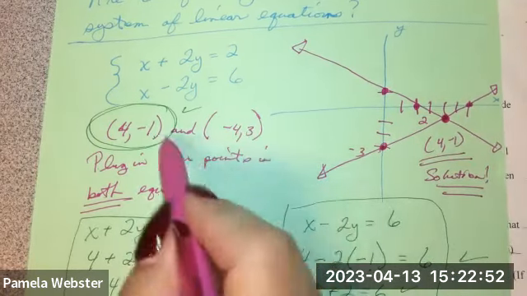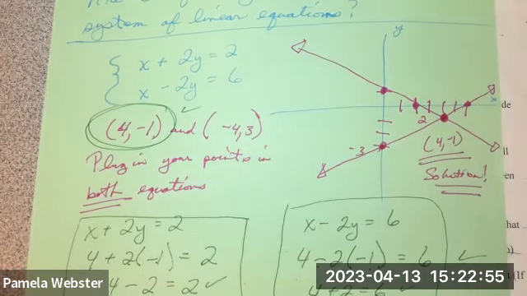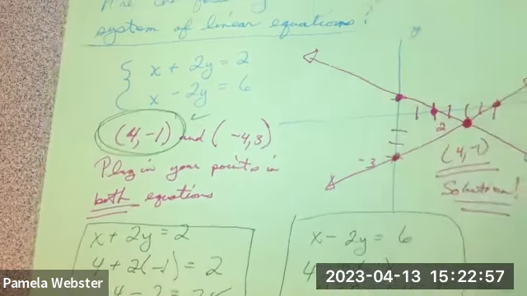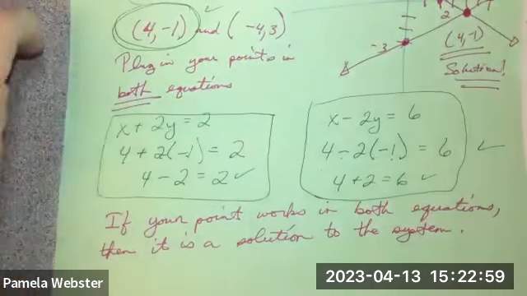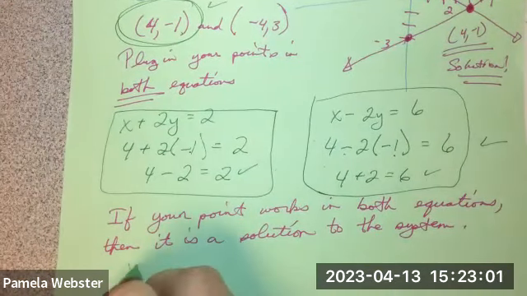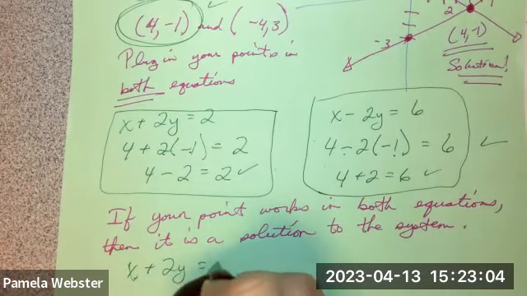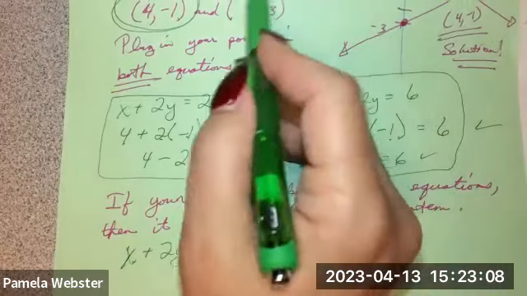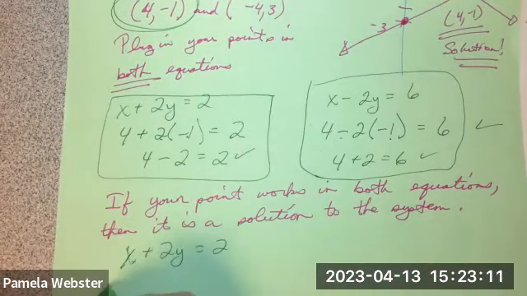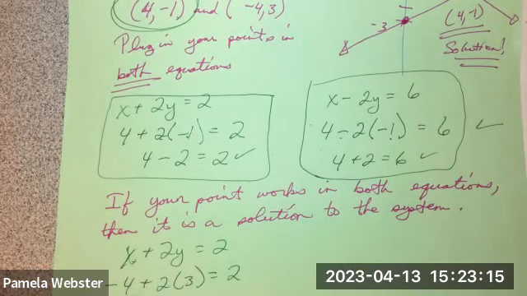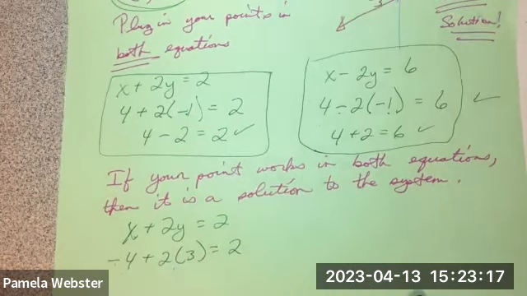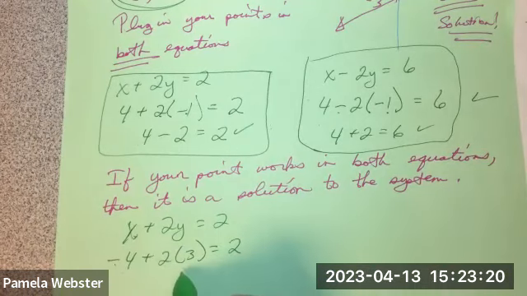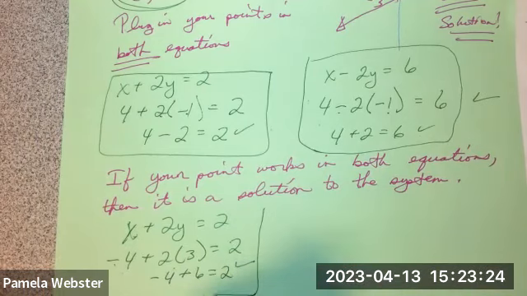That tells me that this point's not going to work in both equations. So let's double check and see what's going on here. So this says, take the point. So my equation was x plus 2y equals 2. Take the point -4 and 3, right? This is the one I'm working on, and plug it in. So -4 plus 2 times 3 equals 2. Well, this is going to be a 6. -4 plus 6 is indeed 2. Okay, that works. Yay.